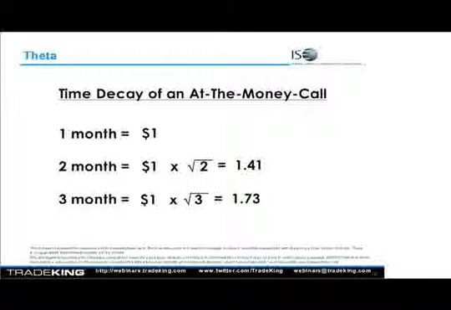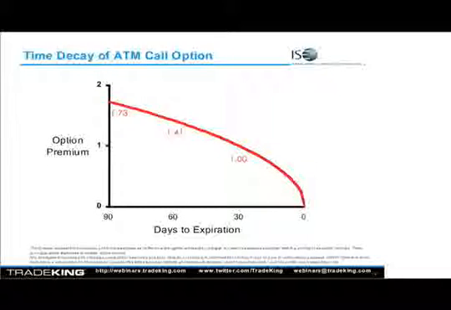So if you were to graph this, you actually see that options not only decay, but they decay at an accelerated rate as expiration approaches. Right in here, this is about the last 10 days, you see an enormous rate of decay on your option contract, and that's where some of the biggest part of time decay happens.